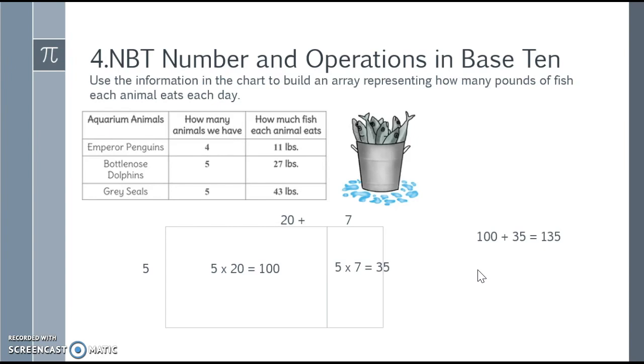Now our seals, we have 5 seals. They each need 43 pounds of fish. So we would have 5 times 43. Let's break it down using the array. Along the left I would still have 5, and along the top, breaking it down to tens and ones, I would have a section of 40, so 5 times 40 is 200, 5 times 3 is 15, so 200 plus 15 is 215 pounds of fish we would need for the seals.